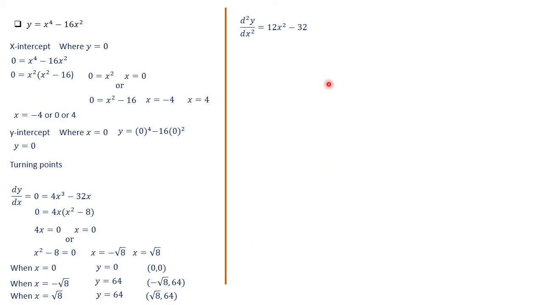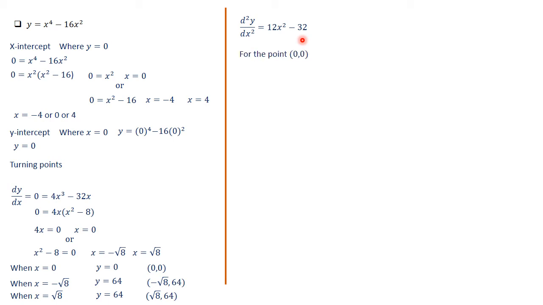The nature of the turning points we'll need to test using the second derivative method. So differentiating this further, the first derivative was what? It was 4x cubed minus 32x. So differentiating this further, you get 12x squared minus 32. And we know if the second derivative is negative, it's a maximum. If it's positive, it's a minimum. If it's 0, point of inflection.